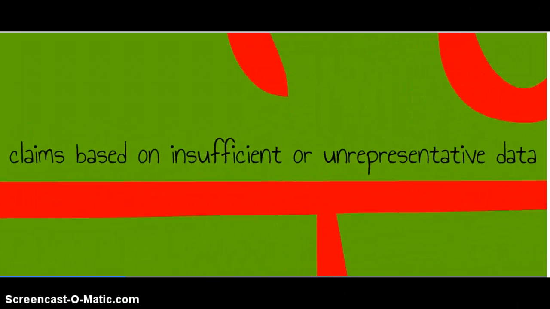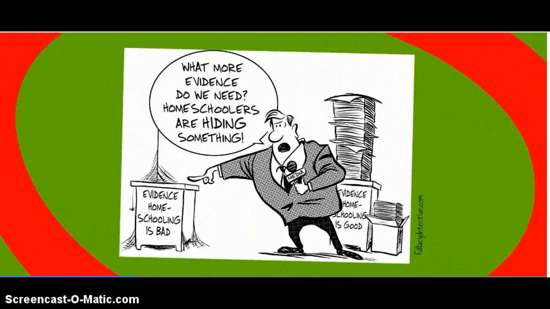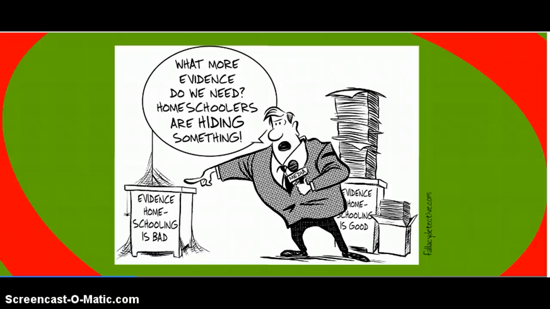Another common fallacy is called hasty generalization. This refers to claims based on insufficient or unrepresentative data. It's kind of like jumping to conclusions, and it relates to the idea of sensationalism from the articles that we read earlier in the semester, where people tend to believe the conclusions that they want to believe rather than conclusions that are necessarily based on evidence.